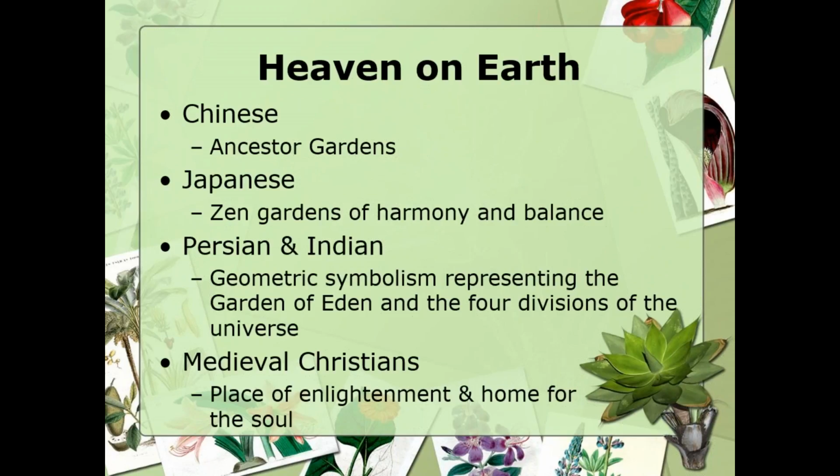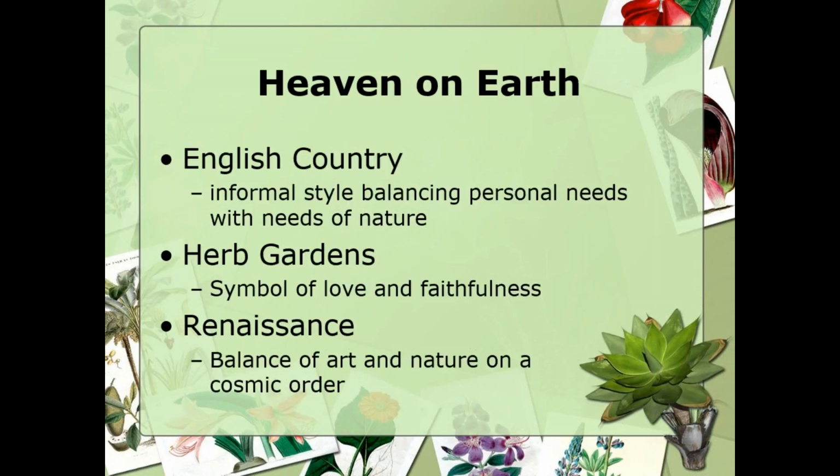So, heaven on earth. The Chinese had ancestor gardens, the Japanese had Zen gardens of harmony and balance, and Persians and Indians had geometric symbolism representing the Garden of Eden and the four divisions of the universe. Medieval Christians had a place of enlightenment and a home for the soul. In English country gardens, there was an informal style balancing personal needs with the needs of nature. Herb gardens were a symbol of love and faithfulness, and the Renaissance was a balance of art and nature on cosmic order.